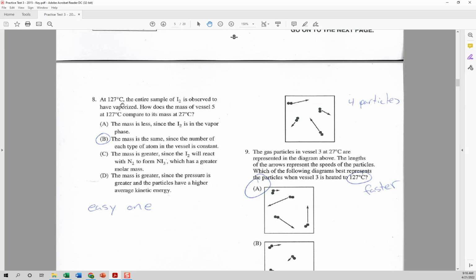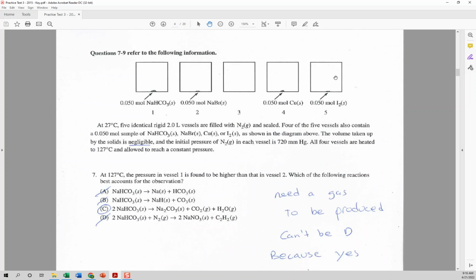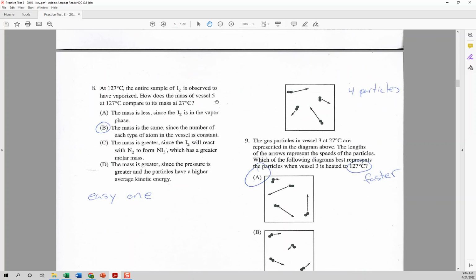So at 127 degrees, the entire sample of I2 is observed to vaporize. How does the mass of the vessel at 127 compare to the mass at 27? So I2 vaporized, but understand, all the nitrogen that was in this and all the iodine that was in this container is still in the container. We didn't gain anything. We just gained more gas particles, but all the particles that were in here are the same number of particles of iodine and the same number of particles of I2, so the mass is the same. All right, this is kind of a trick question, but it's an easy one if we understand that none of the gas escaped, so the mass that we started with is the mass that we finished with, so the mass is the same, all right?